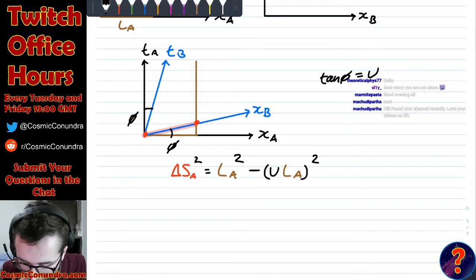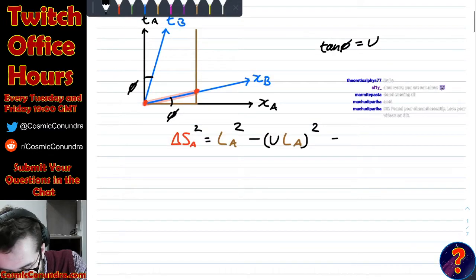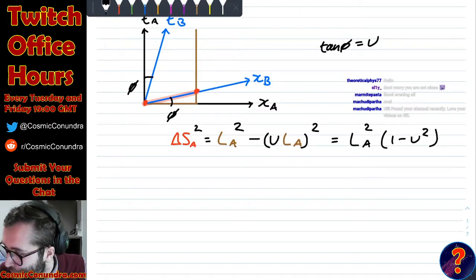Okay. So that's from person A's perspective. Let's just rewrite that slightly. That gives us LA squared times 1 minus v squared. That is the space-time interval squared measured by A.